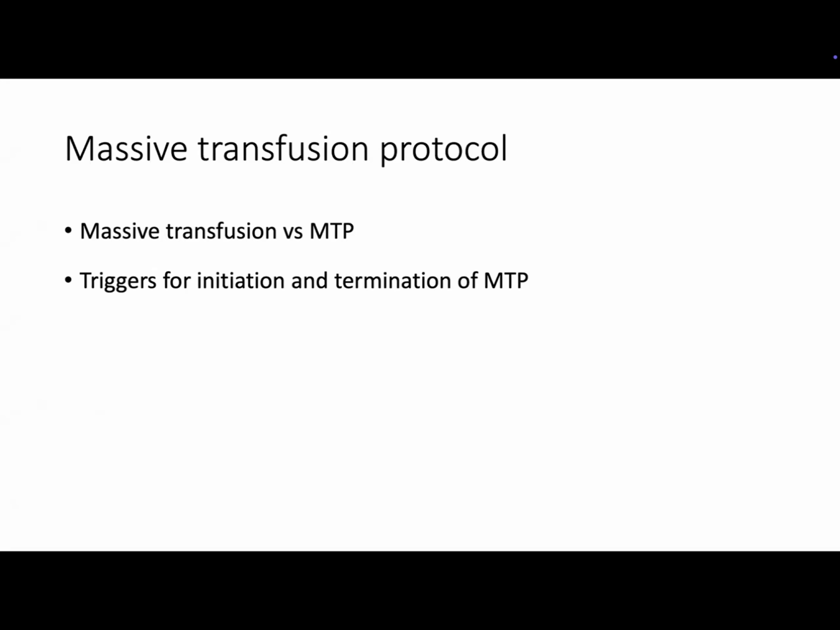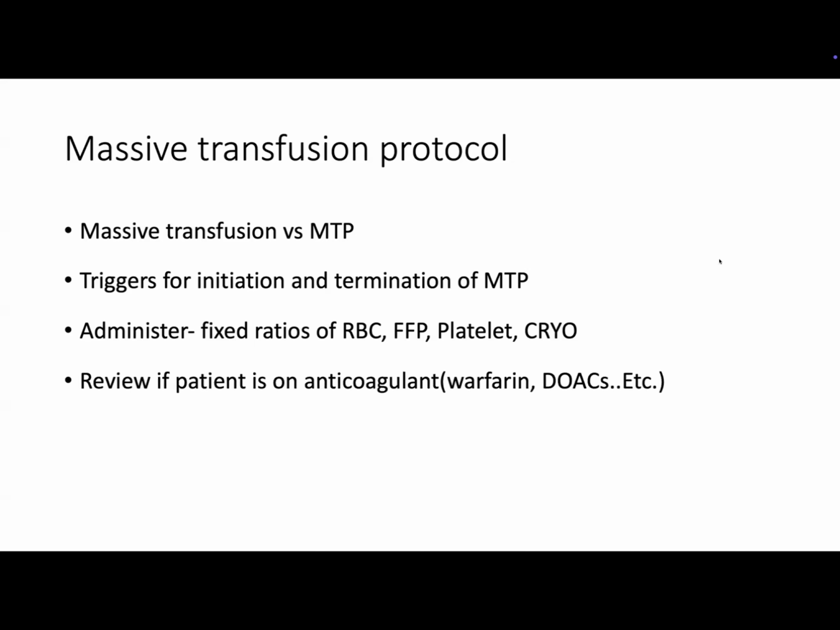There are various scoring systems. Massive transfusion protocol itself is a big topic to be discussed. I'll not go into the depth of it. And termination also has to be based on a protocol. So what we do is administer fixed ratios of RBC, FFP, platelet, and also cryo. Suppose you activate a massive transfusion protocol. Every 15 minutes or every 30 minutes, based on your institutional protocol, the blood bank sends you, irrespective of whether you order blood or not, maybe 4 RBCs, 4 FFP, 4 platelet, and 10 units cryo, something like this, depending on your protocol.